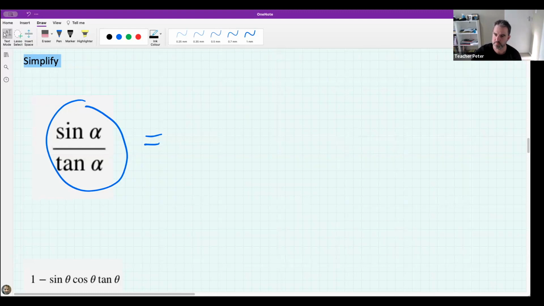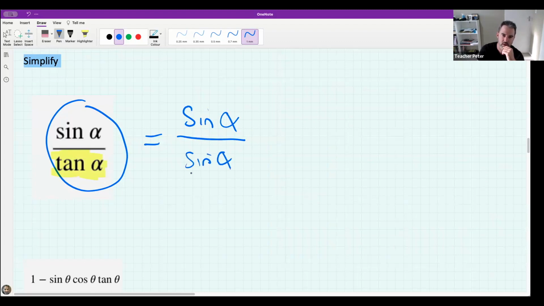So the tan of alpha is an identity. Okay, so we can simplify that. We can say the sine of alpha over the sine of alpha over the cos of alpha. Love it, love it, love it. Buchle, you have done us a good service here.